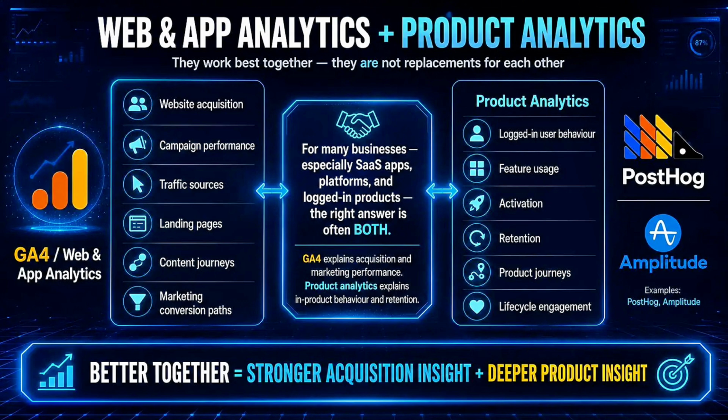GA4 is usually stronger for understanding website acquisition, campaign performance, traffic sources, landing pages, content journeys, and marketing conversion paths. Product analytics tools are usually stronger for understanding logged-in user behavior, feature usage, activation, retention, product journeys, and lifecycle engagement. So for some businesses, especially SaaS, apps, platforms and logged-in products, the right answer is not necessarily GA4 or product analytics. It is often both.